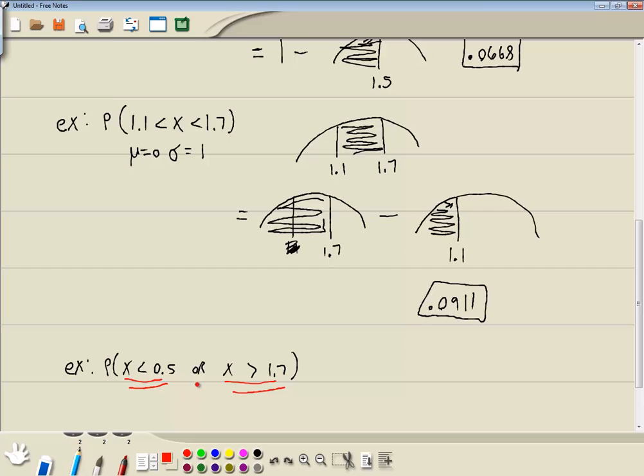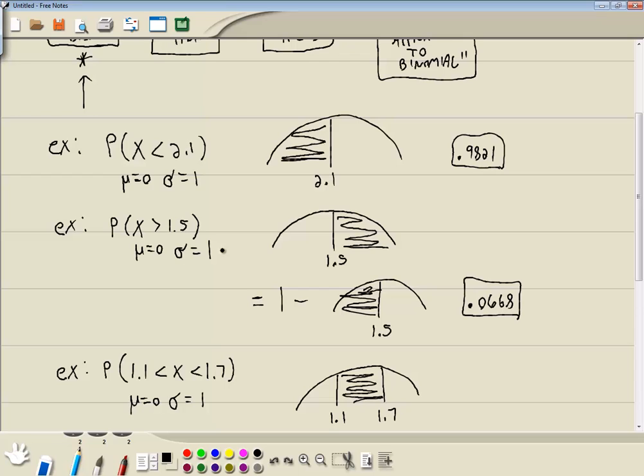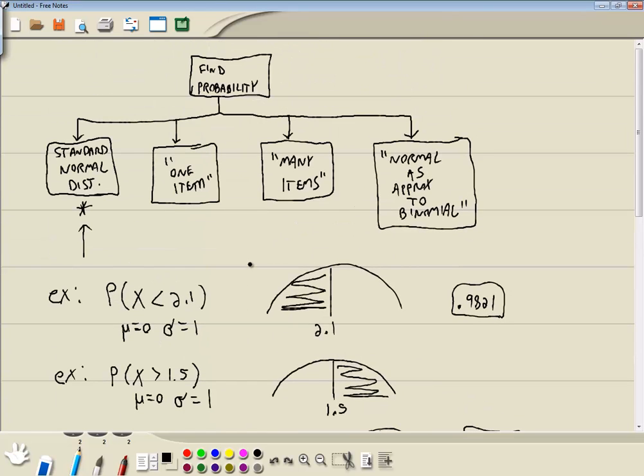And then this or, what that means is there's a plus between those. So you take the probability found here plus the probability found here. And you could put this all in one statement if you wanted. But those would give you your answer. So there's nothing unique about this. All the cases are covered by the less than, greater than, and between. And anything else would just be combinations of these. Now, in this video, we took a look at finding the probability of a standard normal distribution. In other videos, we'll examine these other three boxes.